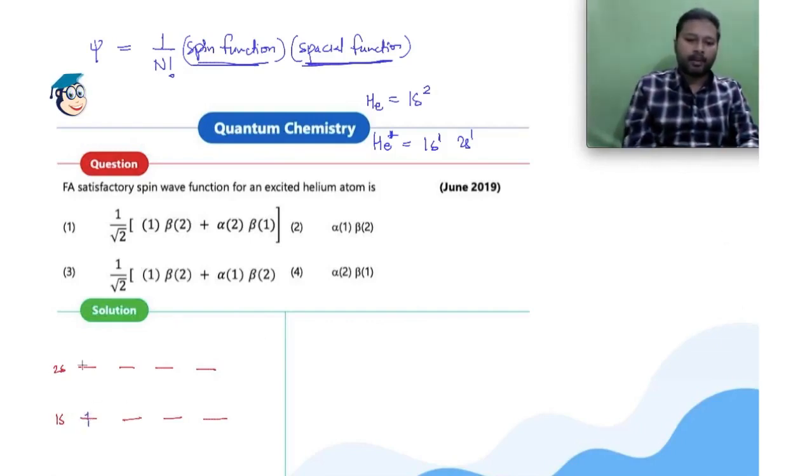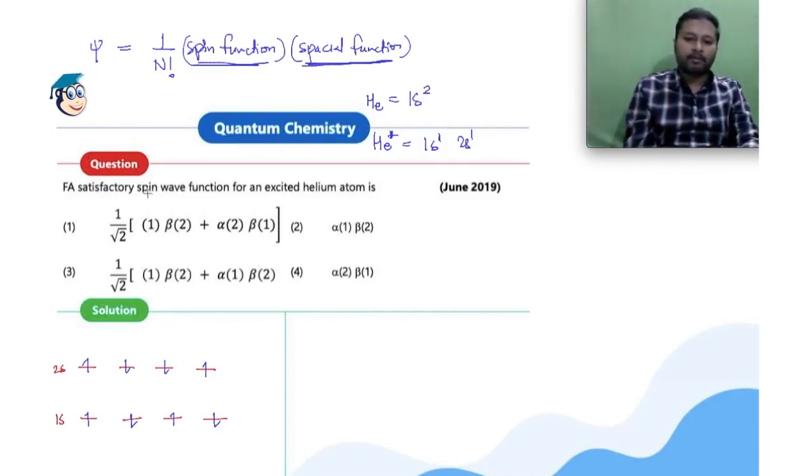So I can have my electrons like this: either both of them in the positive spin, or both of them in the negative spin, or one in the positive and the other one in the negative spin, or the first one in the negative spin and the other one in the positive spin. So these are the 4 possibilities of the spin part which we have.